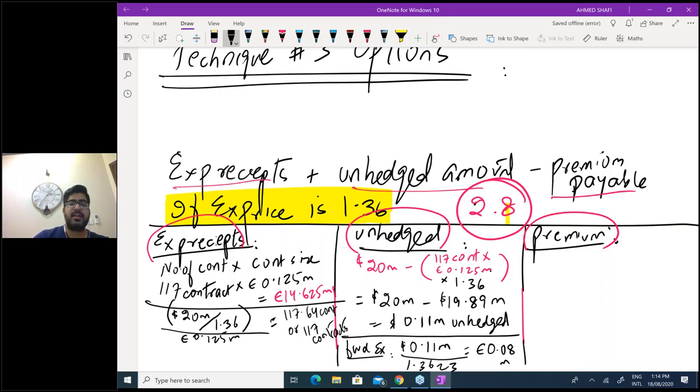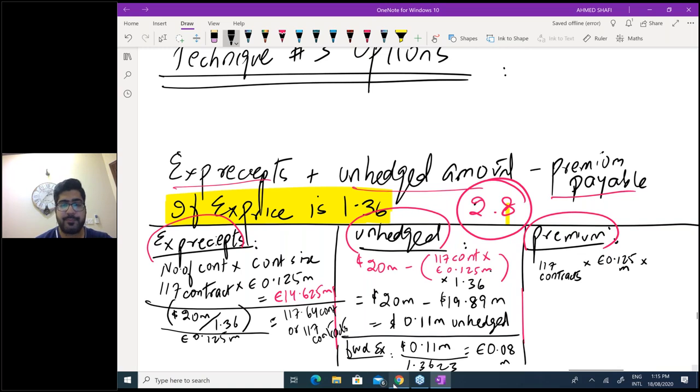Okay, and finally the premium payable. The formula of premium payable is number of contracts into contract size into premium. So number of contracts is 117. Listen to this carefully because this will end it. Number of contracts 117 into contract size 0.125 million into premium amount.